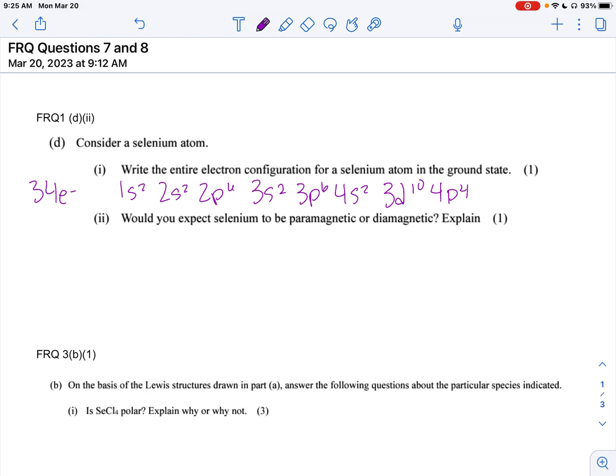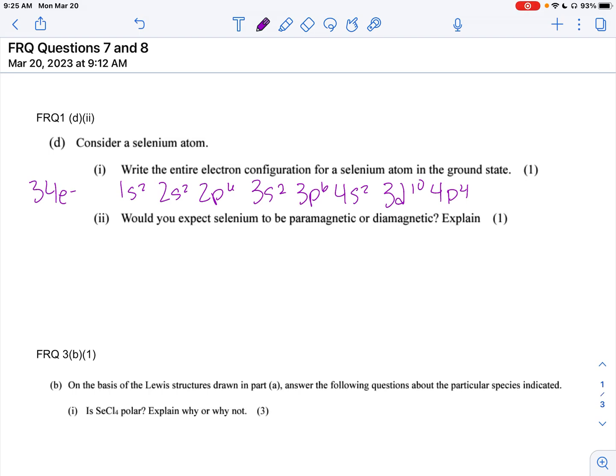Okay, that part I think everyone can do. And then the second part, would you expect selenium to be paramagnetic or diamagnetic? So before we talk about selenium, the question actually asks what's the difference between paramagnetic and diamagnetic. So before we get to this particular question, I would like to explain what those two terms mean a little bit more.